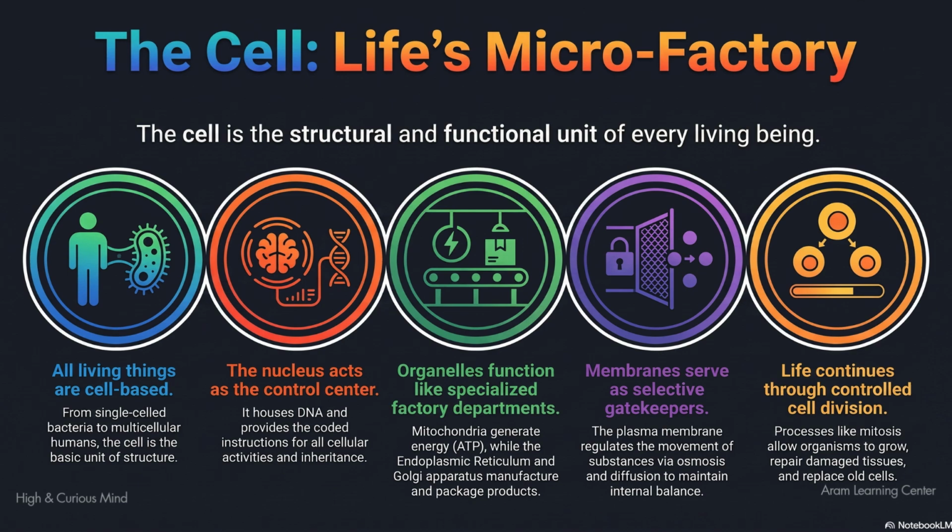Hope you knew that ATP is the acronym of adenosine triphosphate, which is the primary energy currency of all living cells. 4. Membranes serve as selective gatekeepers. The plasma membrane regulates the movement of substances via osmosis and diffusion to maintain internal balance. 5. Life continues through controlled cell division. Processes like mitosis allow organisms to grow, repair damaged tissues, and replace old cells.